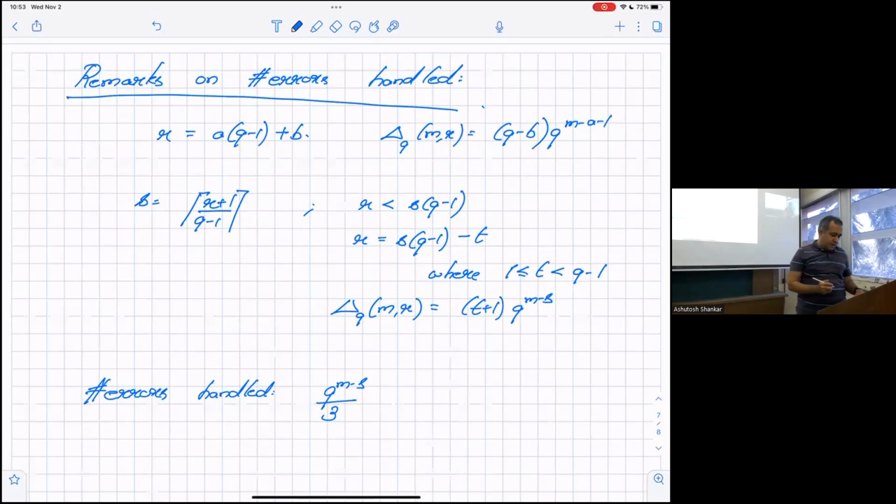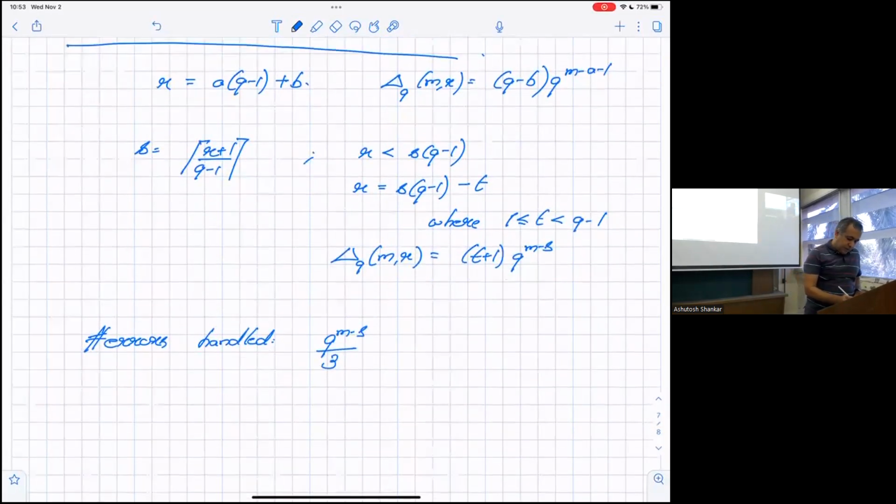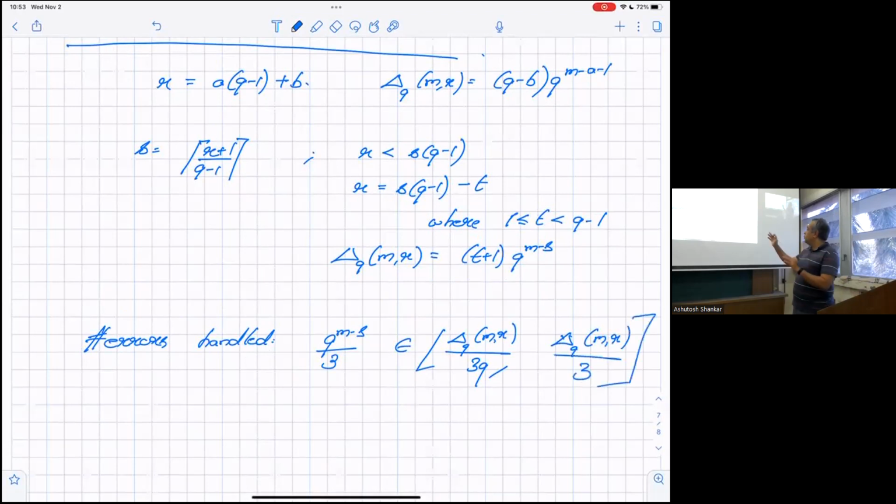So in other words, the number of errors handled certainly lies between delta_q(m, r) by 3q and delta_q(m, r) by 3. So it's a number lying between these two numbers. So it's this extra factor of q that is problematic. Otherwise, it's pretty good, this one. So for small fields, it works reasonably. As the field becomes larger and larger, this becomes problematic.